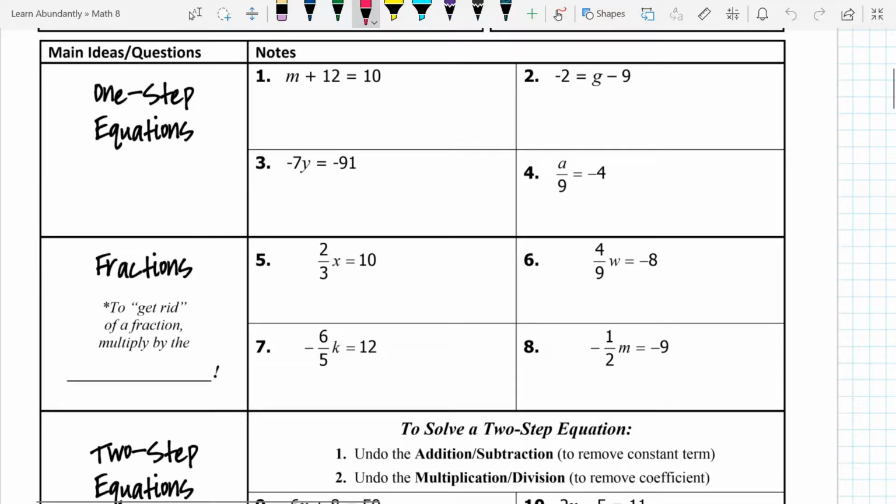So as a reminder, our goal when we're solving a 1 step equation is to get the variable by itself. And basically, in order to do that, we have to get all the numbers on the other side. And we're going to use inverse operations. I'm going to write down the word inverse operations. That means we're going to do the opposite of whatever's happening to that variable.